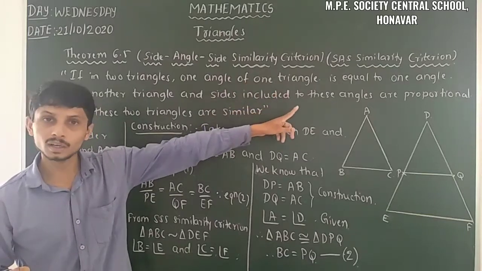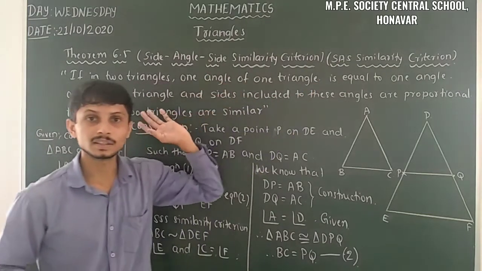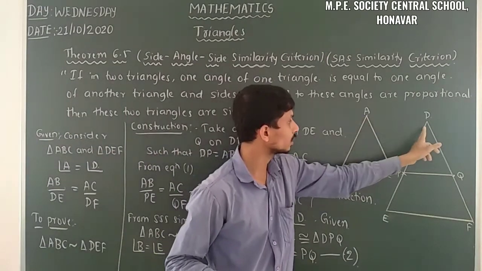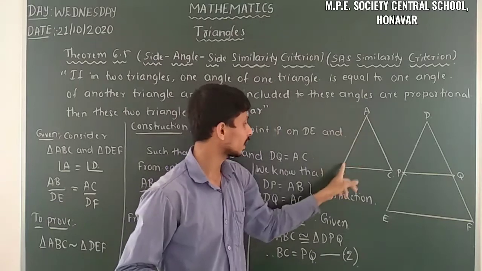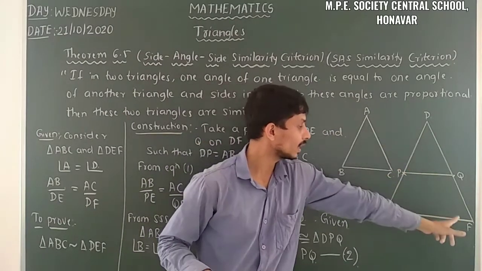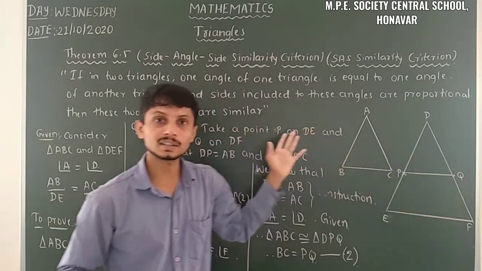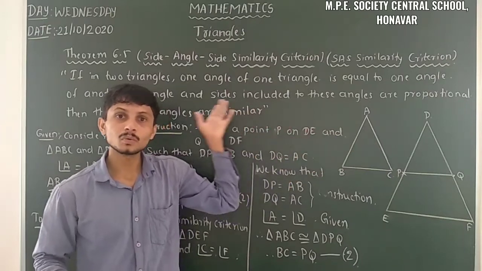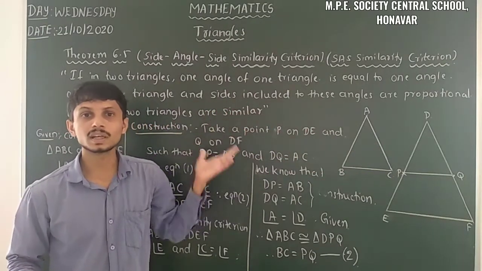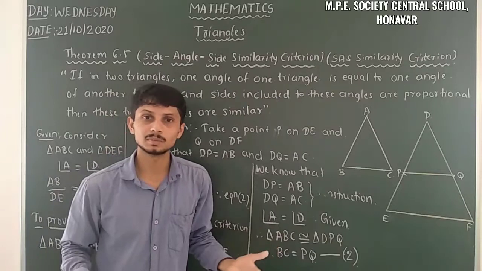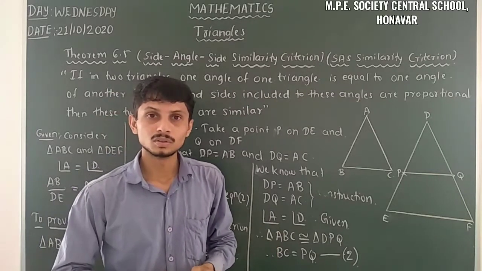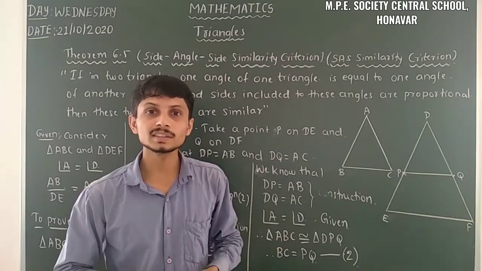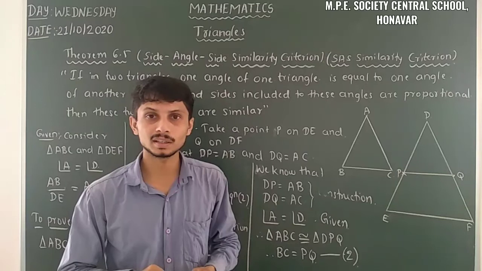So when one angle of a triangle is equal to one angle of another triangle, that indicates angle A here. Then included sides: when A is equal to D, what are the included sides? Here AB and AC, and DE and DF are the included sides of angle A and angle D respectively. So when those are proportional, we can take those two triangles as similar. So this is the proof of the SAS similarity criterion. So let us take some problems based on the SAS similarity criterion.